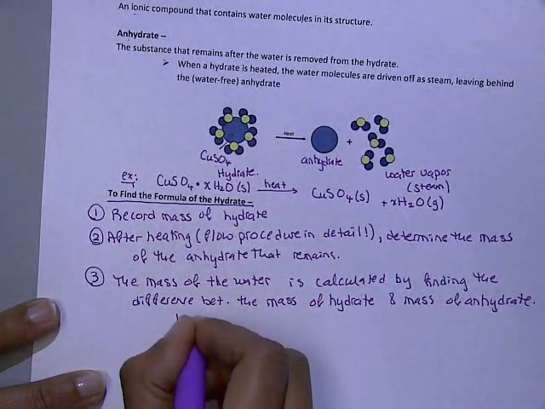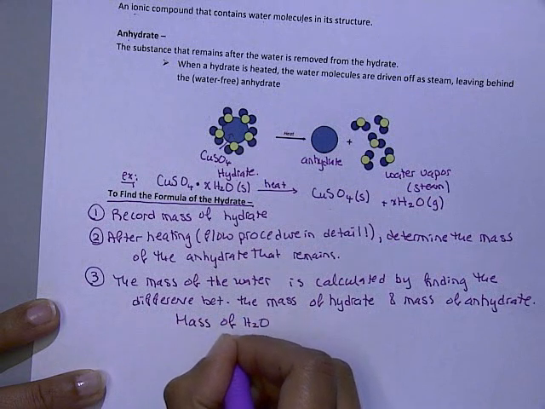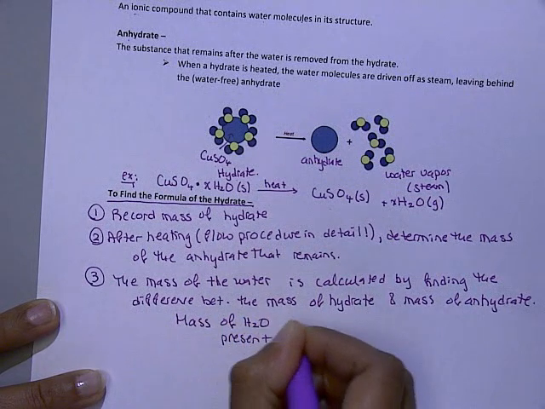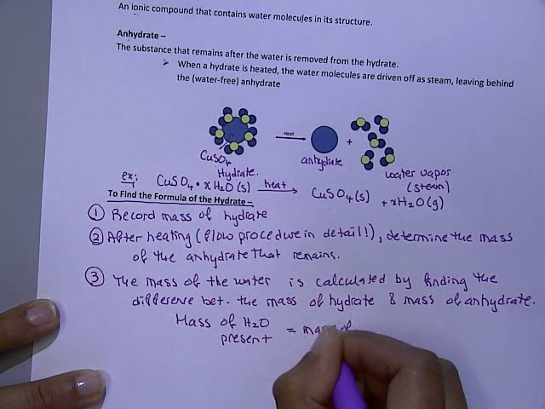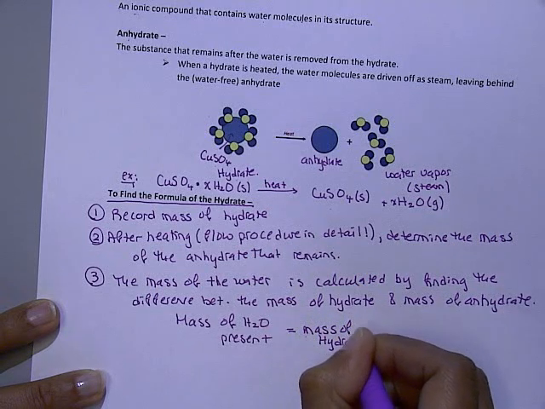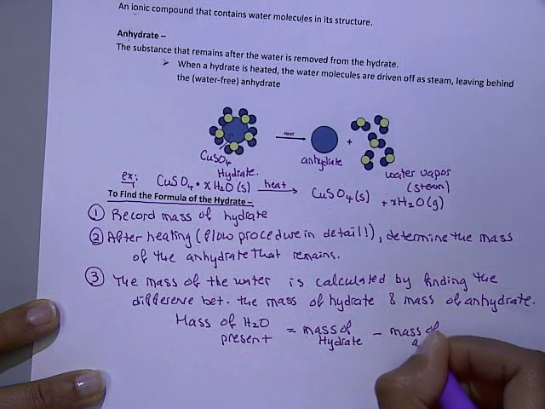So formula-wise, this is what we have. Mass of H2O present is equal to your mass of hydrate minus mass of anhydrate.